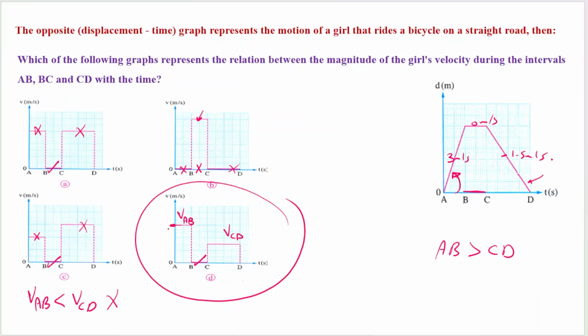Also, can you see this one is just 2 times this one, because 3 is double 1.5. So if this velocity is V, this velocity will be 2V. So the answer is B.